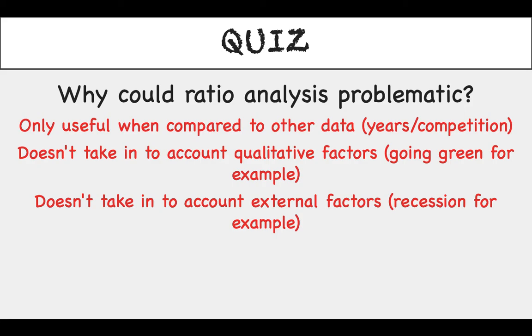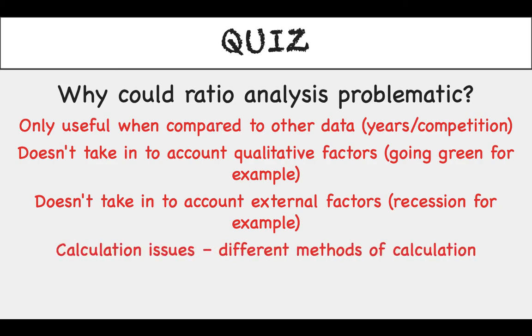Very similar with external factors. So maybe the ROCE's fallen, maybe the profit margin's fallen, maybe even liquidity's fallen, but that's because the whole economy's struggling. Okay, so Hong Kong at the minute is in a recession because of the protests and now the virus. So many businesses' margins and profits will be falling, but that's really to be expected because of the tough business conditions at the minute. Okay, so again, there's no explanations behind the numbers, it's just raw numbers.